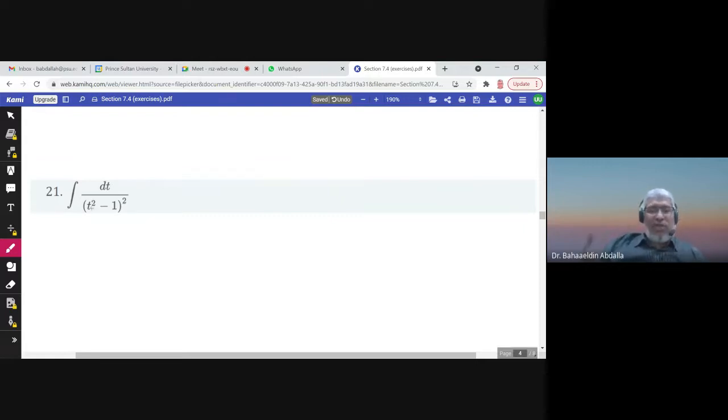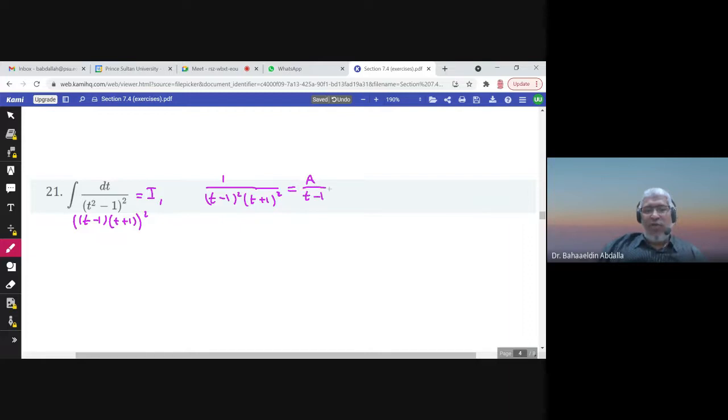Well, factoring t square minus 1, t square minus 1 can be factored into t minus 1 times t plus 1. But I have power 2. So I will have 1 over t minus 1 to the power 2 and t plus 1 to the power 2. And I have two repeated linear factors.